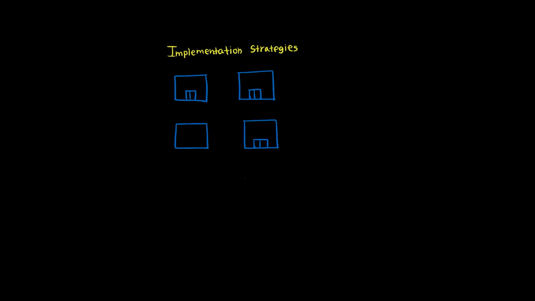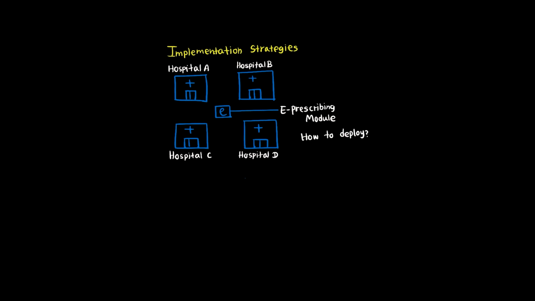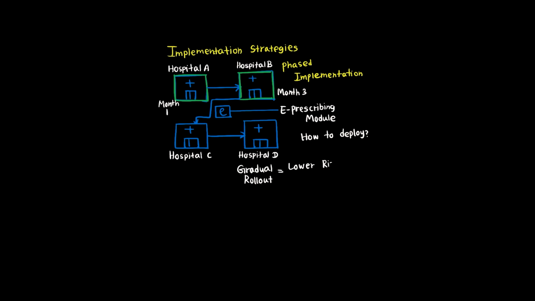To really understand why phased implementation is the correct choice, let's dive into the theory of deployment strategies. When rolling out a major health IT system like electronic prescribing, organizations face a critical decision about timing and risk management. Phased implementation is like testing the waters before diving in. You implement in one location first, learn from that experience, fix any problems, and then gradually expand to other facilities. This approach minimizes risk because if something goes wrong, it only affects one hospital, not your entire health system.